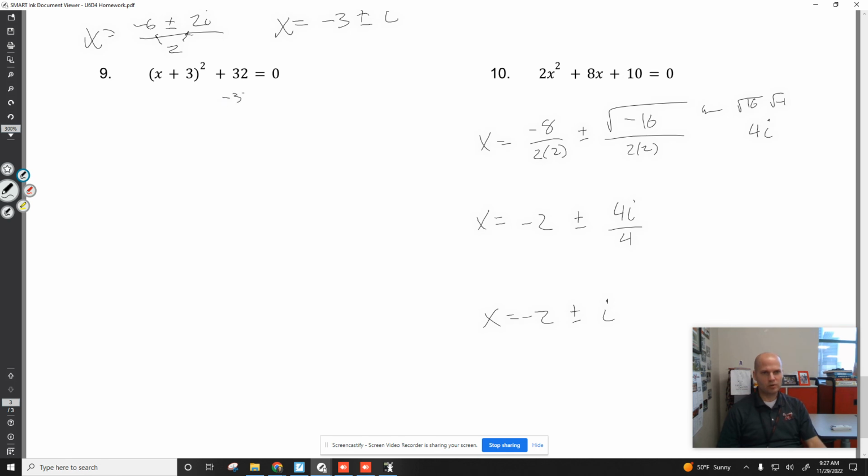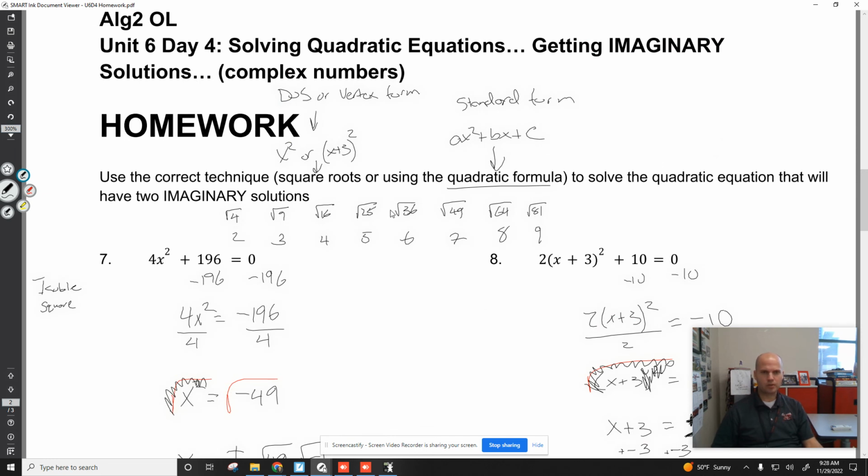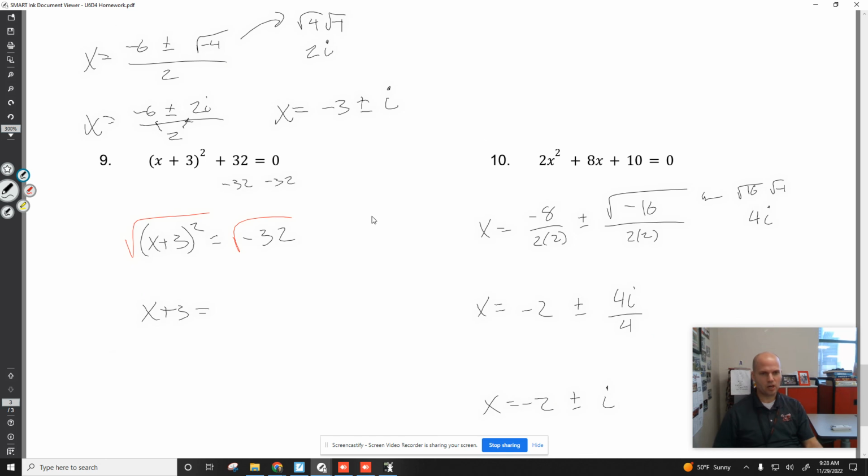This one is also using square roots. Square root gets rid of the square, leaves us with an x plus 3. We need to simplify the square root of 32. 32 is not a perfect square. It's not one of these nice numbers. I think 16 goes into it, though, nicely. So let's keep that in mind. But I'm going to start, since it's negative 32, by writing square root of positive 32, square root of negative 1. I need a plus or minus because I used a square root to solve an equation.